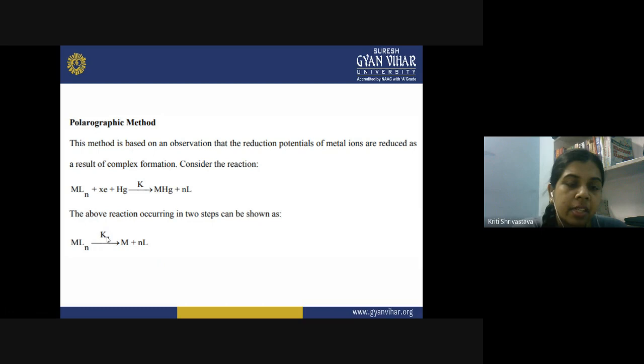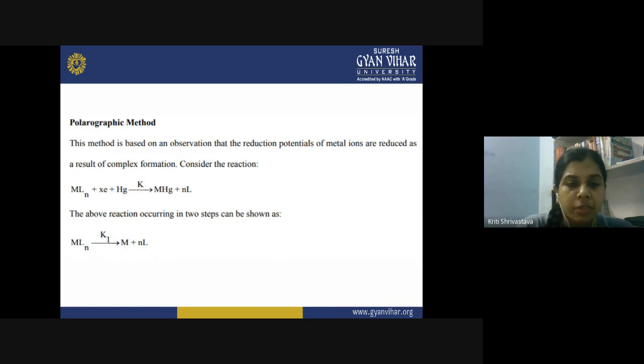Now at this moment, it is the decomposition constant of the metal complex. So MLn is equal to K1, where K1 is the decomposition constant, M plus nL. Now the metal complex has dissociated, and after the dissociation, you will get the n number of ligands which were earlier attached to the metal ion. The metal ion is getting electrons from the cathode, that is the dropping mercury electrode, and is reduced into its zero oxidation state. Now n ligands are also free in the solution.